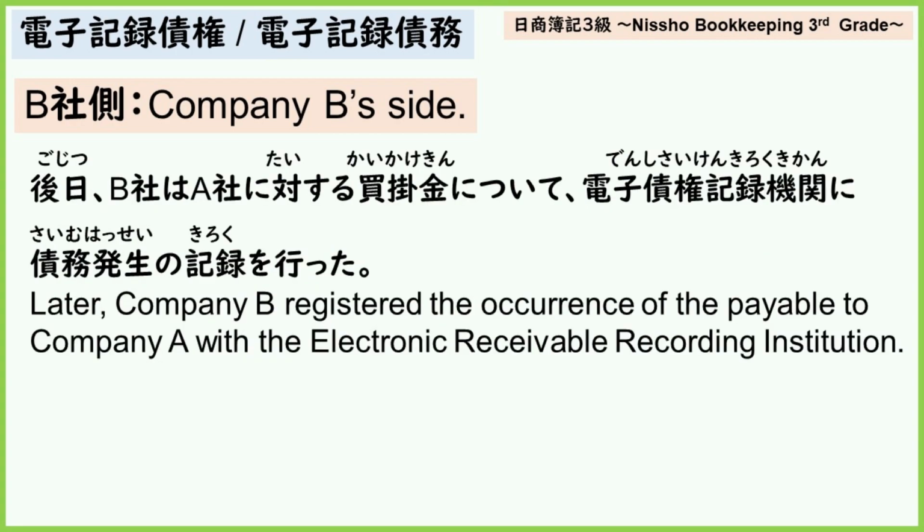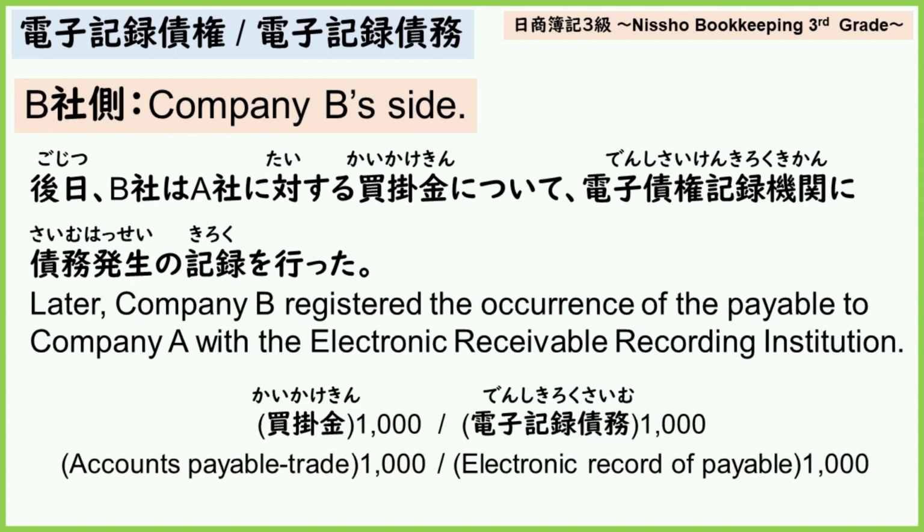Later, Company B registered the occurrence of the payable to Company A with the electronic receivable recording institution. The journal entry is as follows. Debit, accounts payable trade 1,000. Credit, electronic record of payable 1,000.